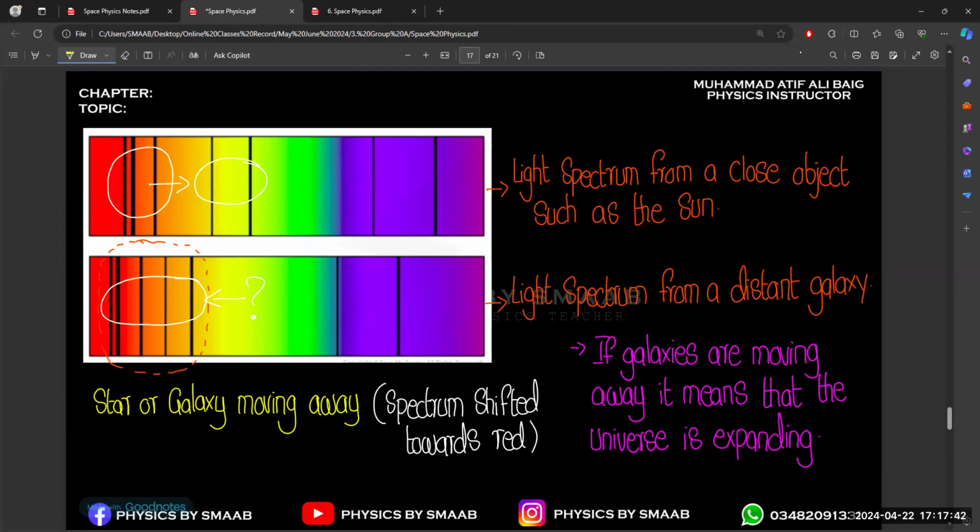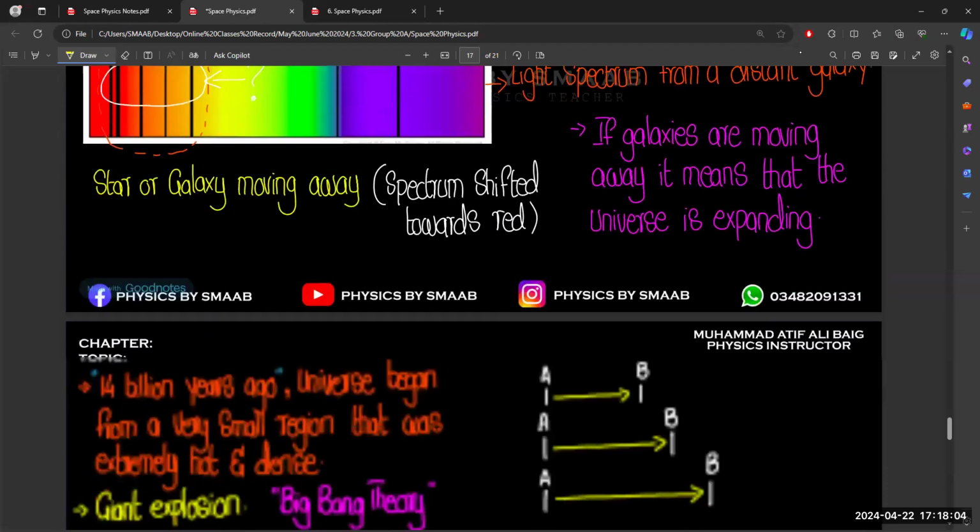So when we got the electromagnetic spectrum like this, definitely the red region, or the lines shifted towards the red region, helps to understand the idea that bodies are moving away from each other and the spectrum is shifting towards the red color. So this is the concept we use for the redshift to explain the idea of the Big Bang.